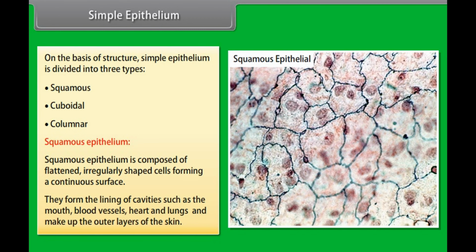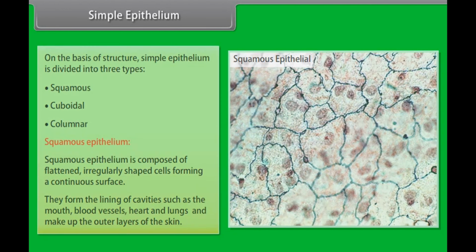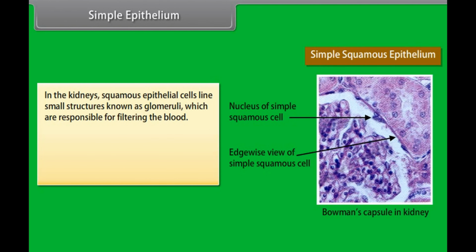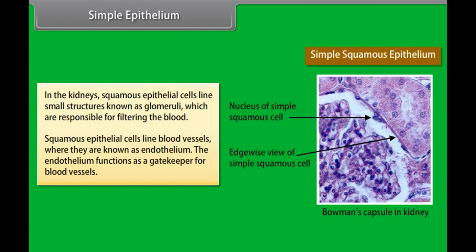They form the lining of cavities such as the mouth, blood vessels, heart and lungs, and make up the outer layers of the skin. In the kidneys, squamous epithelial cells line small structures known as glomeruli, which are responsible for filtering the blood. Squamous epithelial cells line blood vessels, where they are known as endothelium. The endothelium functions as a gatekeeper for blood vessels.